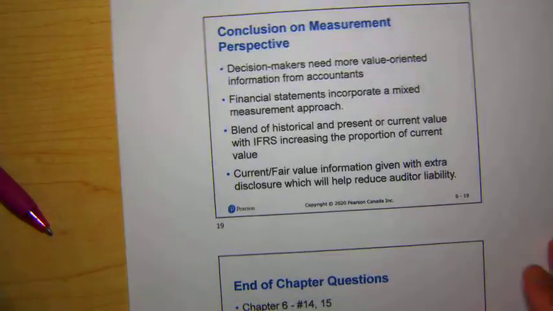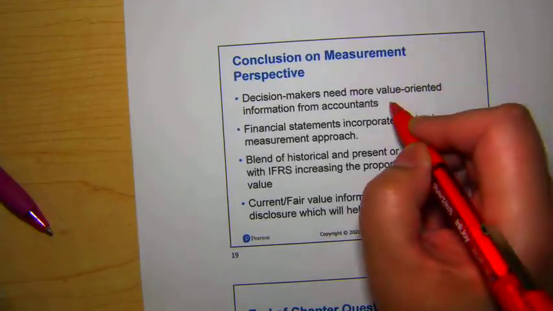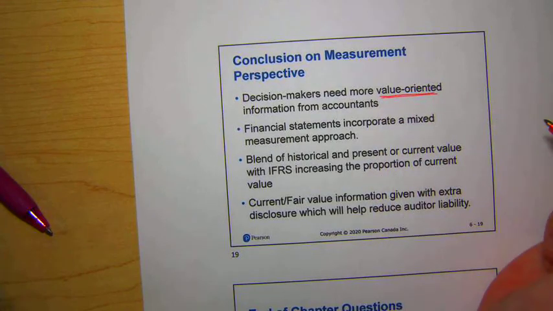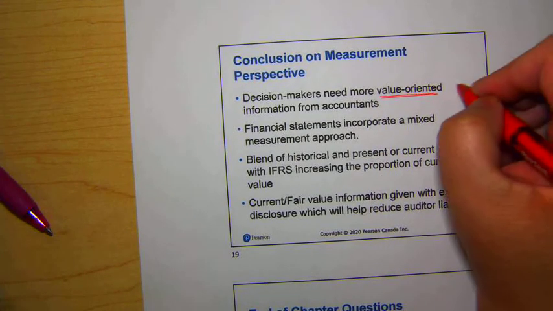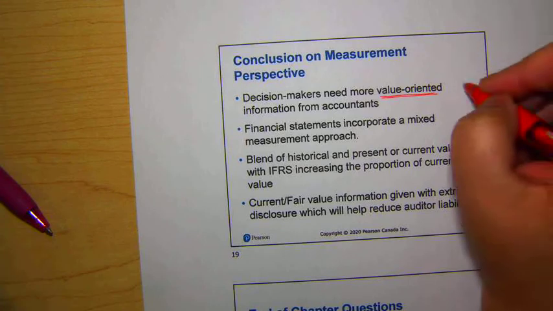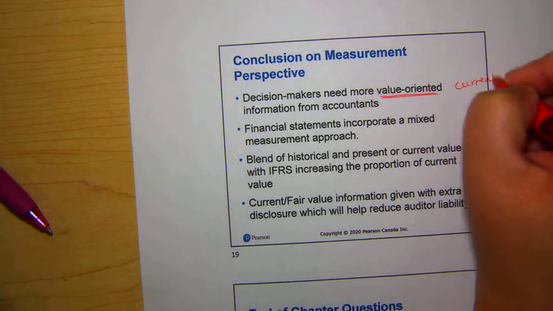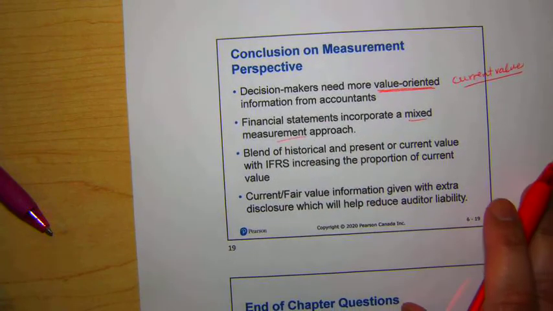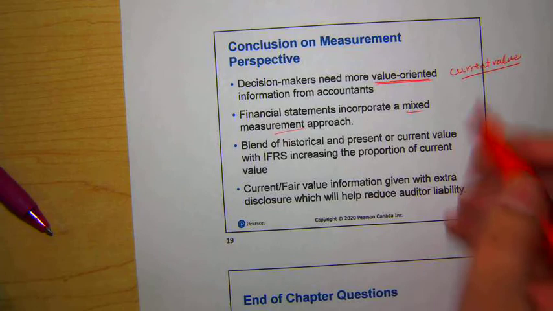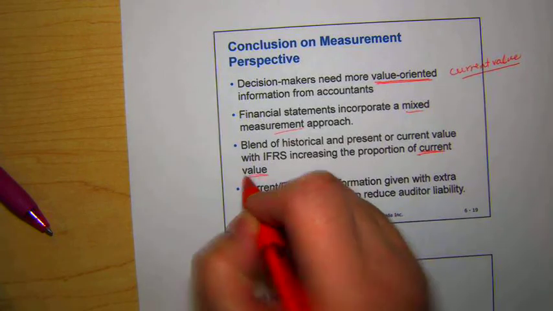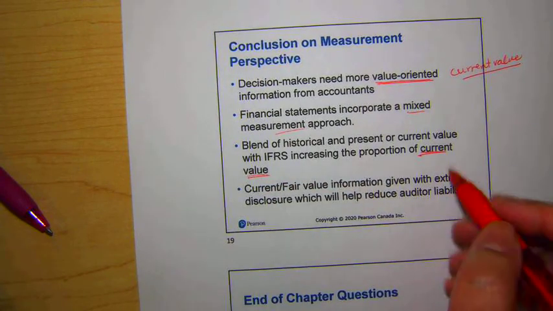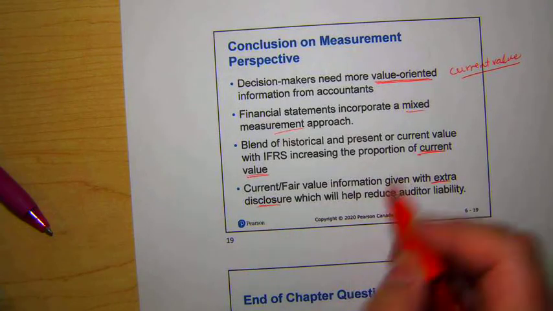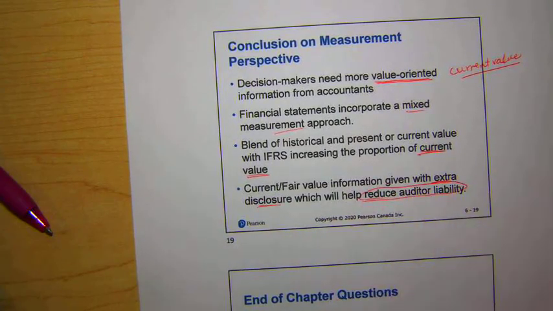Okay, so the conclusion on the measurement perspective: decision makers need more value-oriented information from accountants. So present value, current value, market value, that kind of stuff. We already do a mixed measurement approach with IFRS, increasing current value. And we'll give extra disclosure, which will help reduce auditor liability.